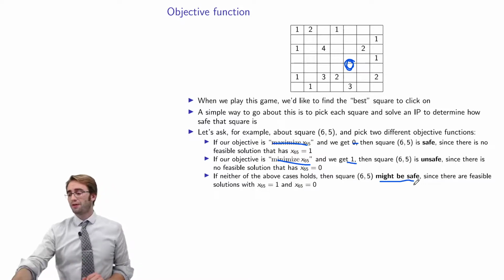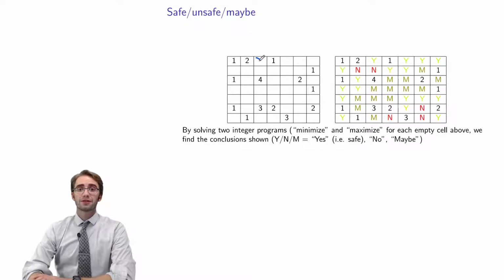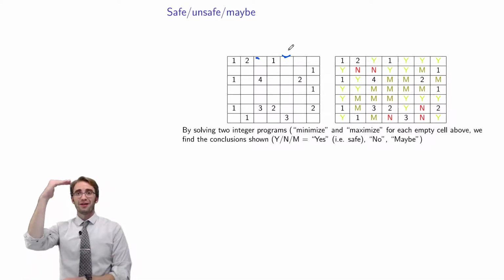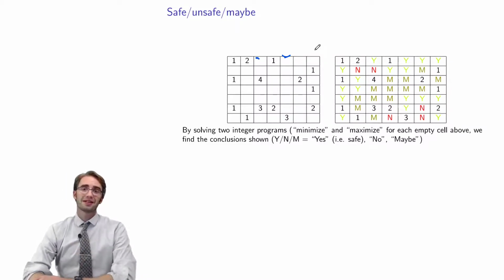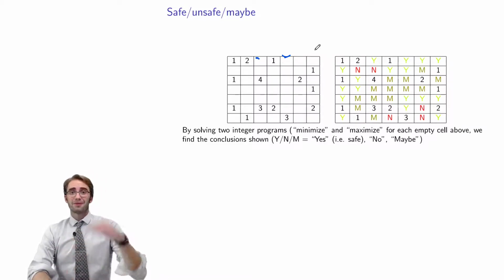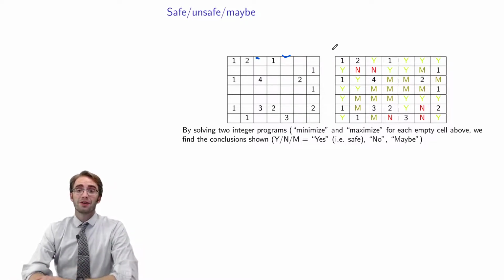And so what would you do if you're writing an AI to solve Minesweeper? You would just go through every single square and you would solve this maximize, minimize integer program for each of those. And then when they're both 1, it means you're definitely dangerous. If they're both 0, it means you're definitely safe. If the minimize is a 0, but the maximize is a 1, then you don't know if you're safe or not.